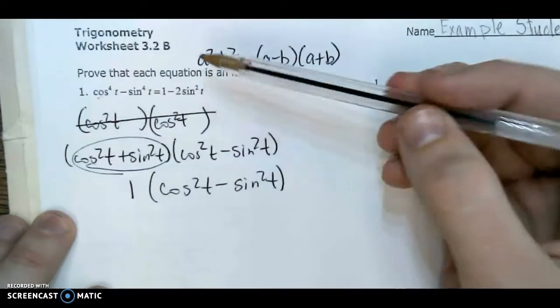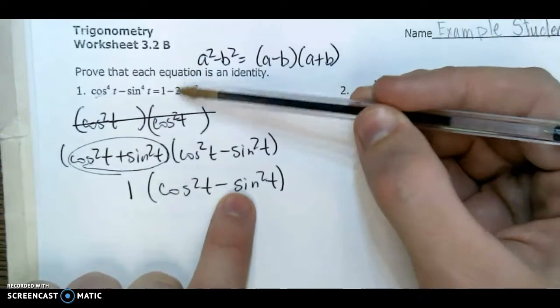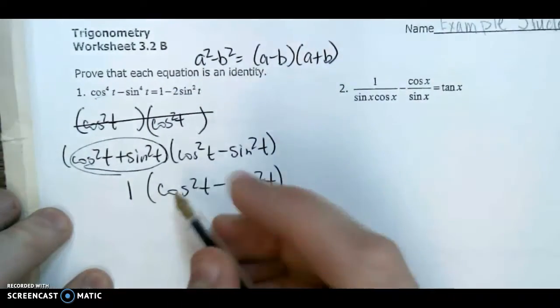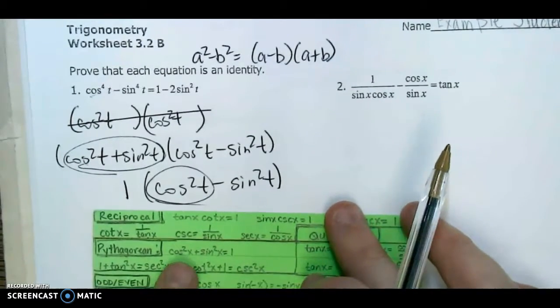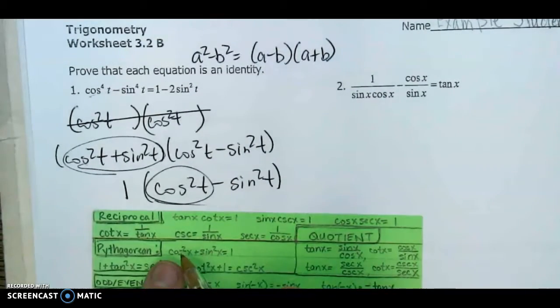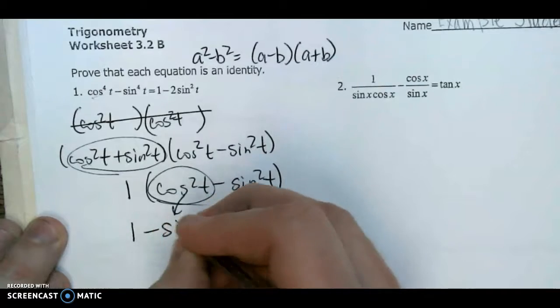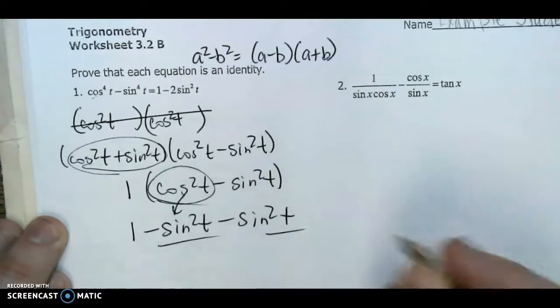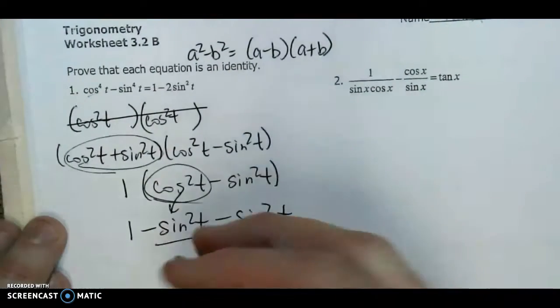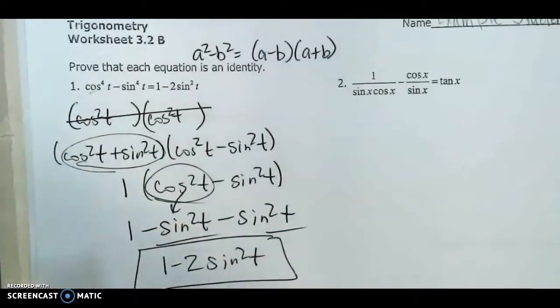And when I look at what I want, I need that negative sine squared, but I need another one because there's two of them. So I'm going to change cosine squared into 1 minus sine squared. Now there's two of them that you can subtract to make 2 sine squared. And now we get what we wanted.